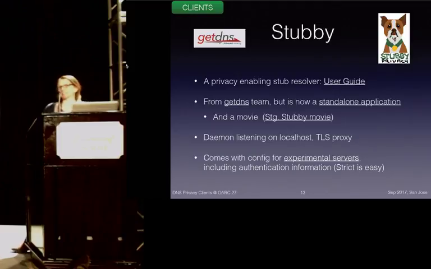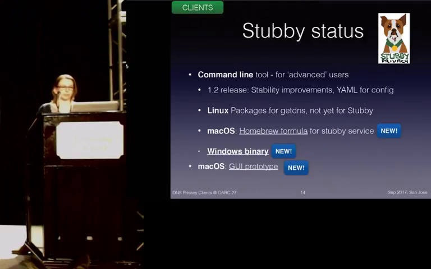One thing to point out about Stubby is that it comes pre-configured with a set of experimental DNS over TLS servers. So in theory, you can install it and just get up and running right away and have secure DNS connections to that set of servers. It's a command line tool that we're sort of describing as being for advanced users. We did a 1.2 release of GetDNS, which went out 2 hours ago, so thank you, Willem Toorop. It has stability improvements, and it also has a YAML config. It used to be JSON, it's now YAML, so that's much more user-friendly.